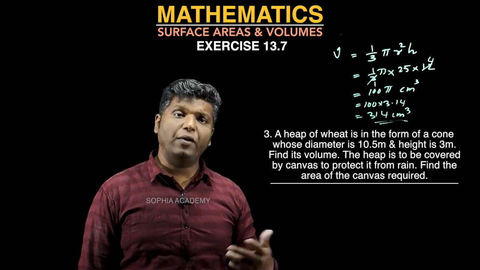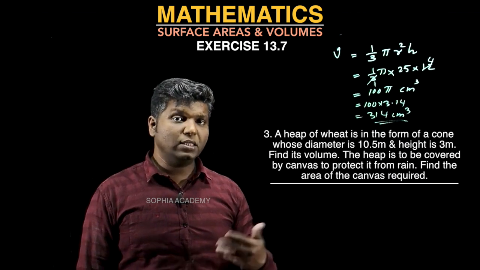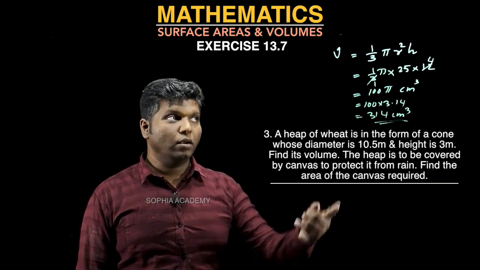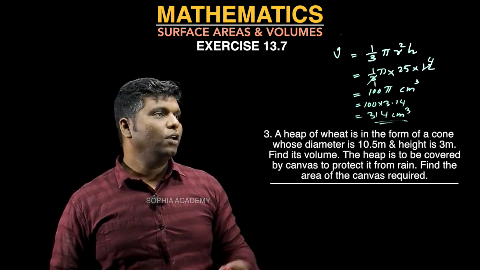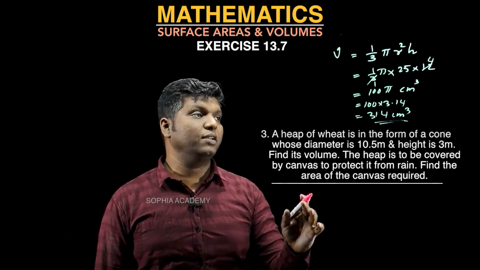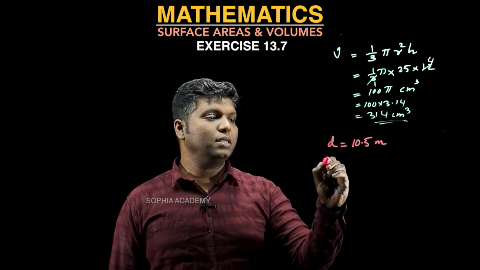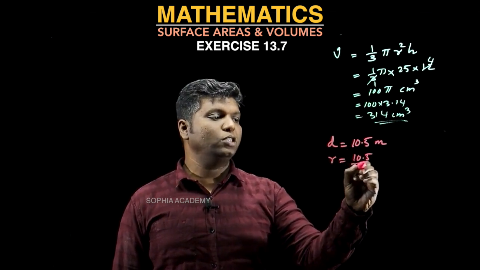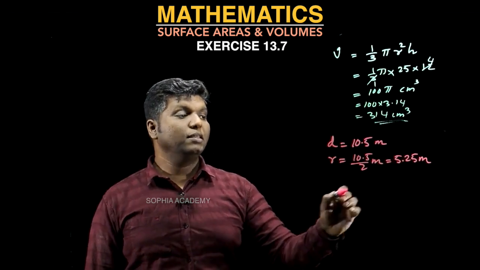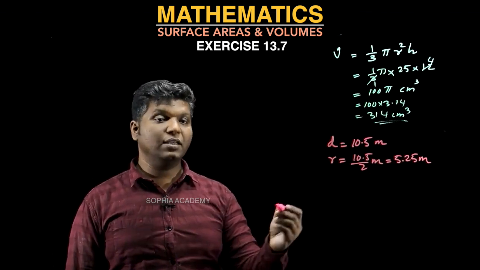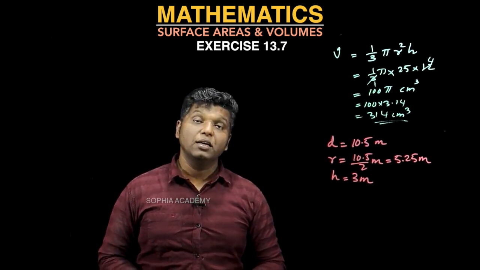So for finding the volume, do you need to find L? What is the equation to find the volume of a cone? This one itself, 1 by 3 pi r square h. So is there L? No. So let us go with that. First of all, we will write what are the things given. The diameter D is equal to 10.5 meter. That means R is equal to 10.5 by 2 meter, which is 5.25 meter. This is the radius given, right? What else is given? The height is 3 meter.